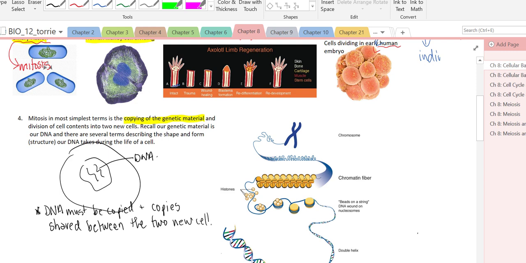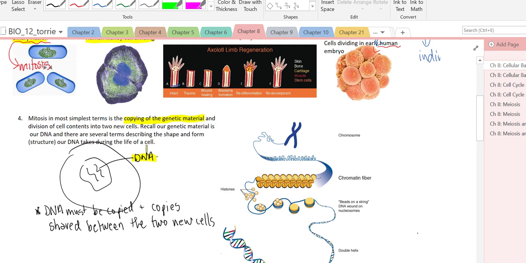All right, and it's the sharing of that DNA, that copied DNA, that represents mitosis, right? And so that's what we're going to look at in detail down below. And just before we do, I just want to go through the terminology that we use around the molecule DNA.